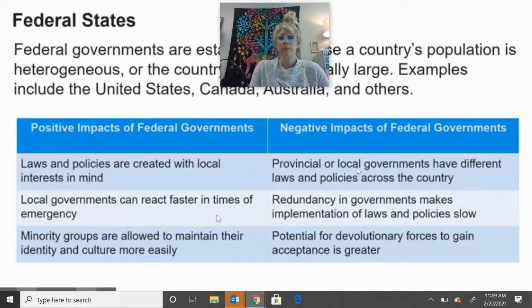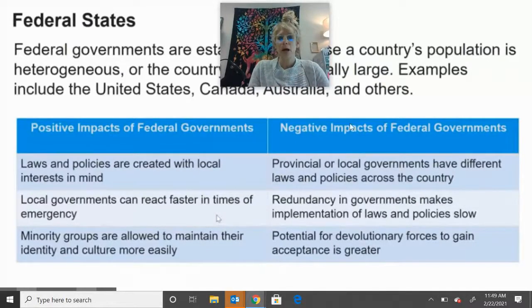Where you have local governments, they're going to have different laws and policies across the country. So we as citizens have to be informed about that. Like, seatbelts were not required in every state. I remember driving through Texas from Colorado and didn't realize that there was a seatbelt law in Texas. So I got a ticket for not wearing my seatbelt.